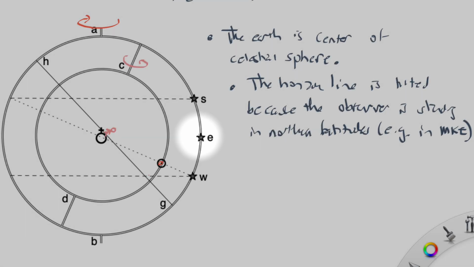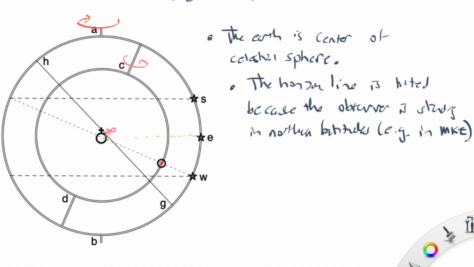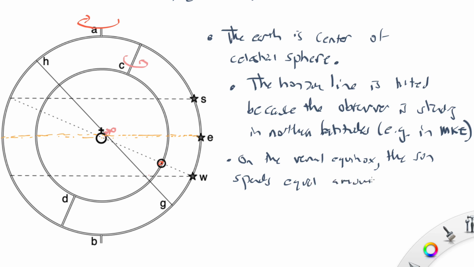and below the horizon. So let me emphasize this by drawing a horizontal yellow line. This is the trajectory of the sun through the sky on the day of the vernal equinox, March 21st or 22nd. Notice that this has an equal amount of distance that it travels above the horizon and below the horizon. So on the vernal equinox, the sun spends equal amounts of time above and below the horizon.